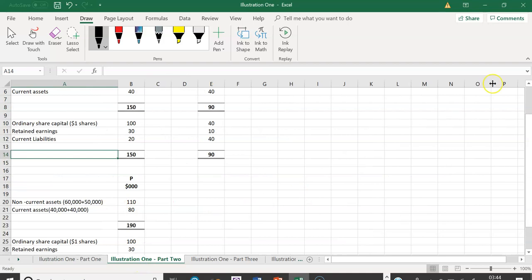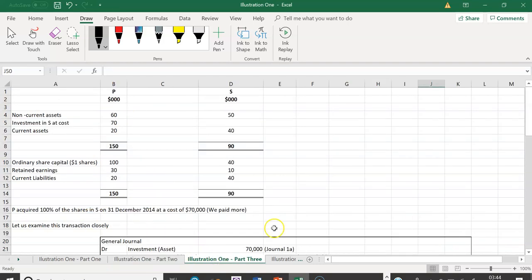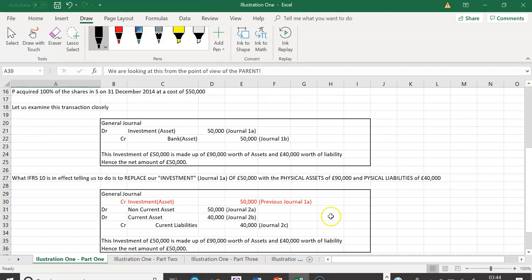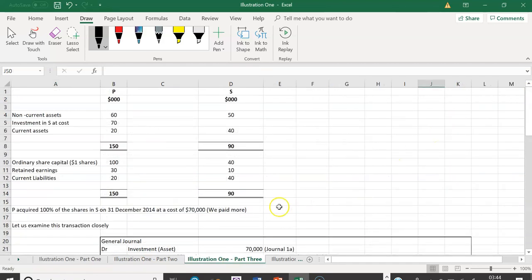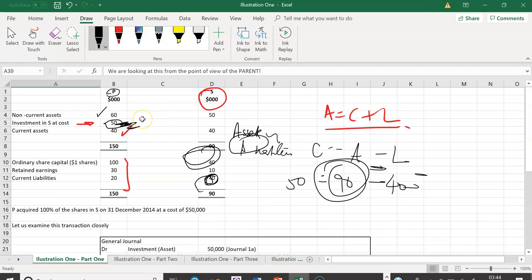So illustration 1, this is part 2. We then brought everything in and drew all that up together. We have this over here, and we discussed that. I've only just developed this illustration 1 a little bit. So if you look here, let's just look at what this looked like before. Here, we had 60, 50, 40, making 150, right?